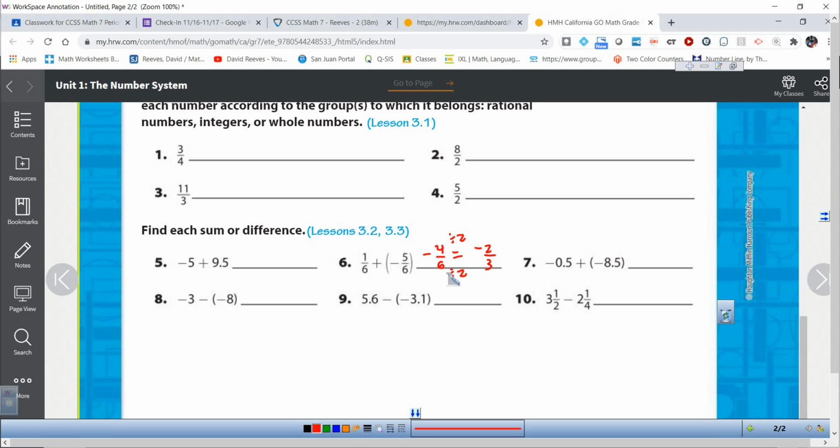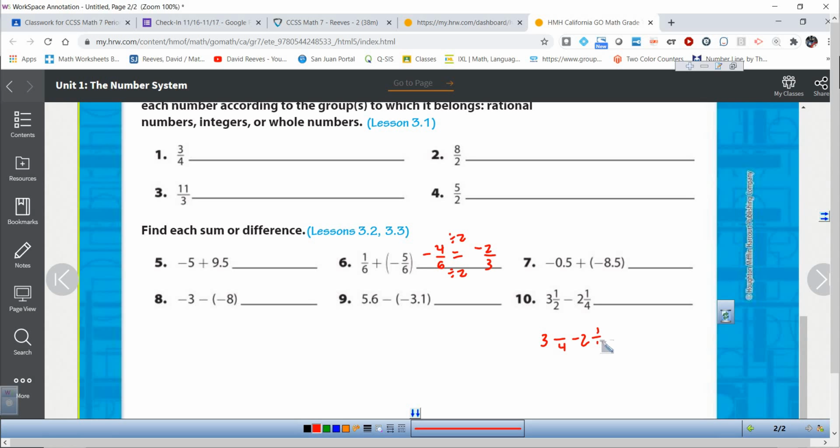So the answer to this one would be negative 2/3. All right, but here's one that does not have a common denominator. The denominator here is 2. The denominator here is 4. So if you say, what is the smallest number that 2 and 4 both go into? It's 4. Do you agree?